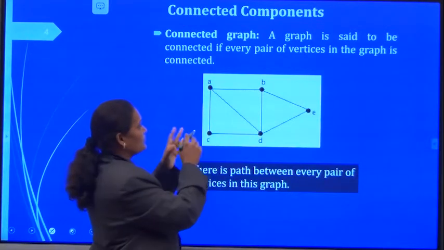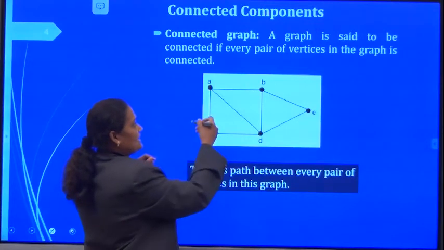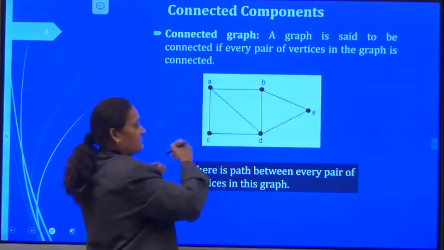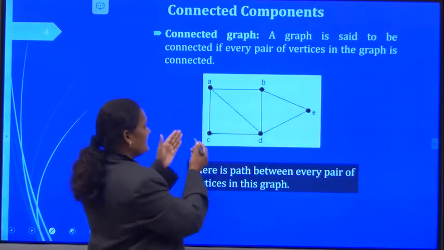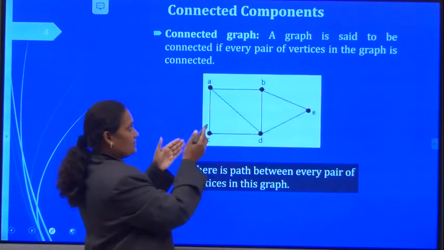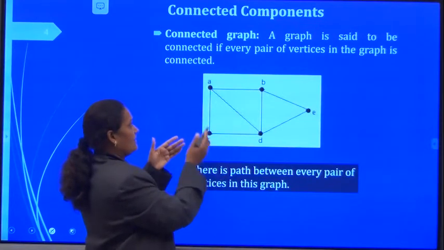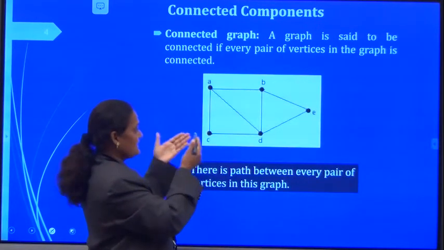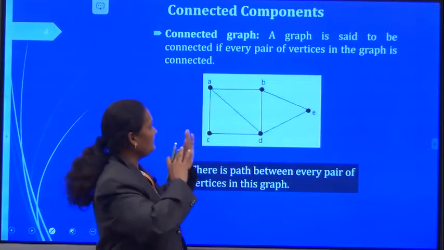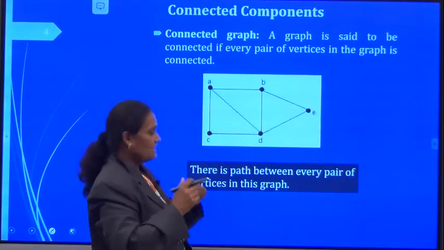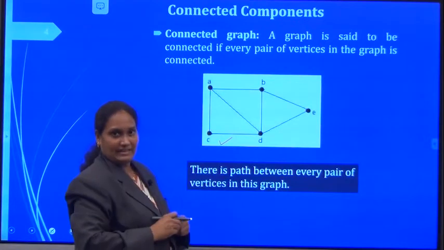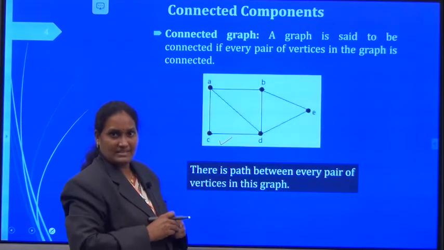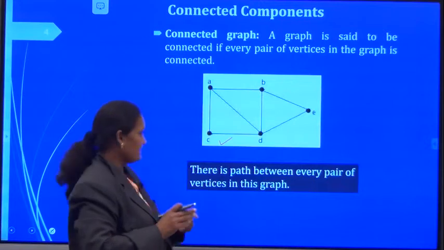In the same way, if you observe the graph, there is a path from every vertex to every vertex. So, there is a path from B to D, B to C. We can reach from B to C via D or via A. That is, there is a path between every pair of vertices in that graph. So, we call this graph a connected graph.